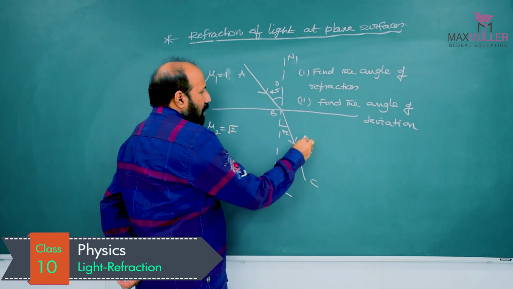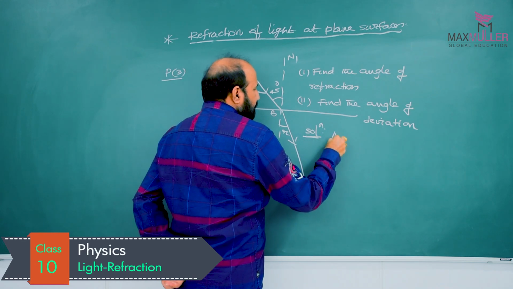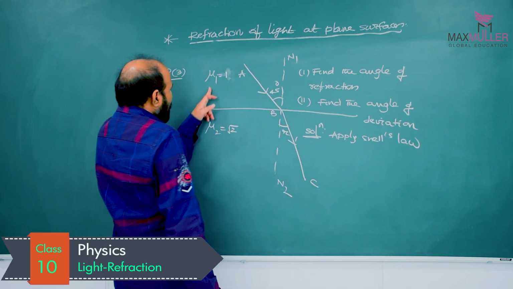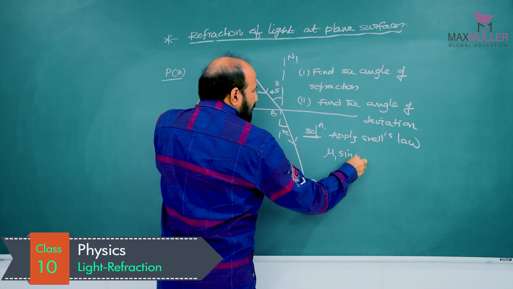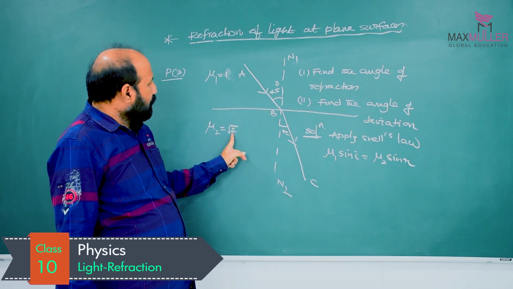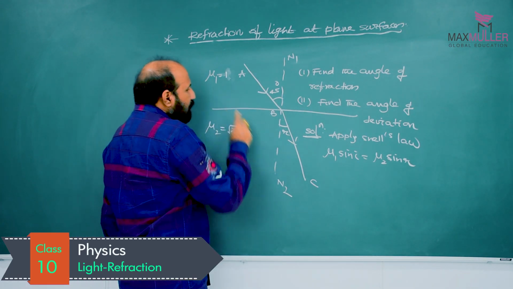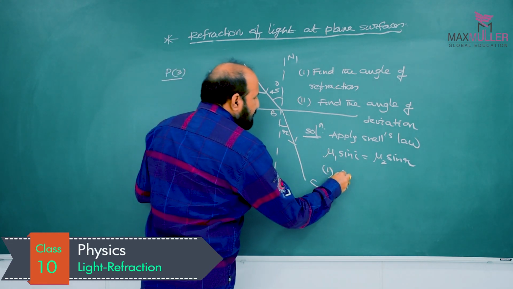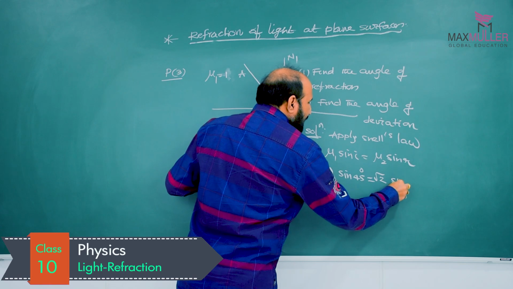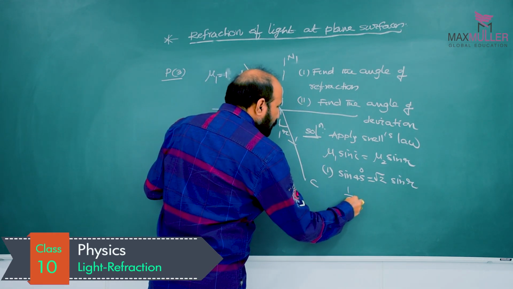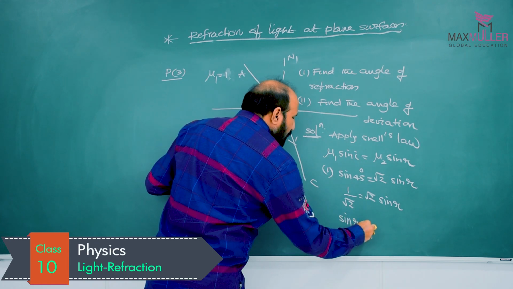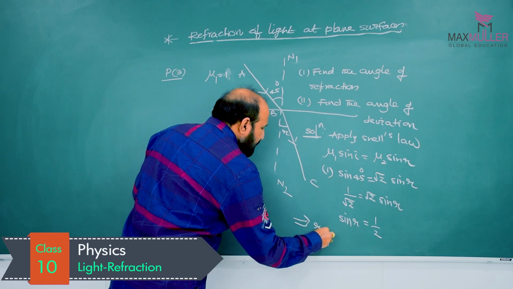First, apply Snell's law. Mu1 sin I is equal to mu2 sin R. In the given problem, the value of mu1 is 1 and sin I is sin 45, and mu2 is root 2 into sin R. This is 1 by root 2 is equal to root 2 into sin R. Sin R is equal to 1 by 2. That implies R is 30 degrees.